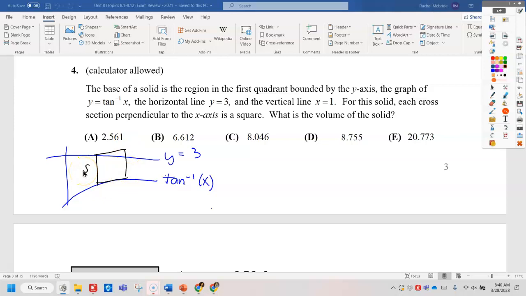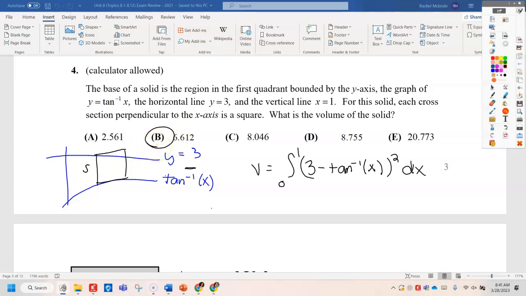So the length of the square, S, was going to be the top curve 3 minus the bottom curve tan inverse x. Then you're just squaring that to get your volume. So your volume was equal to the integral from 0 to 1 of 3 minus tan inverse x, squared. And now at that point it's just a calculator question. And it was finally something other than C or B.